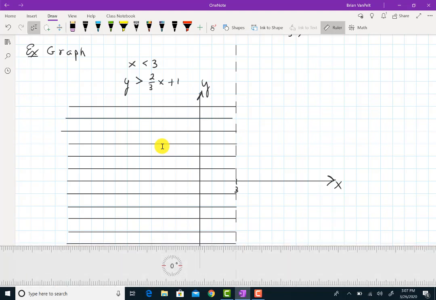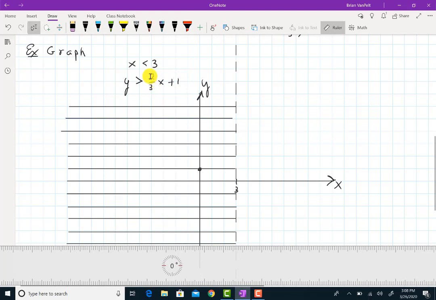All right, that's about as far as I go. I think that's good enough. Now for the other line, y is greater than 2/3 x plus 1. Let me graph the 2/3 x plus 1. So what does that mean? The y-intercept is at 1, so that's this point right here.